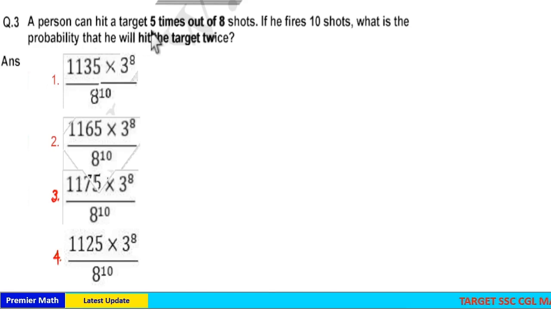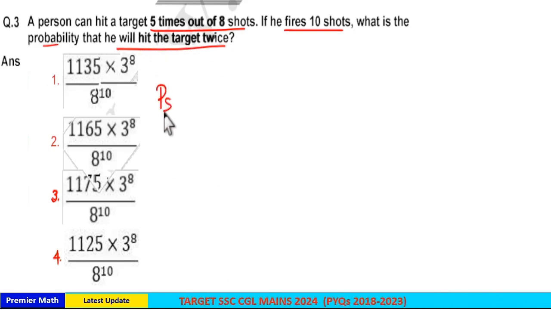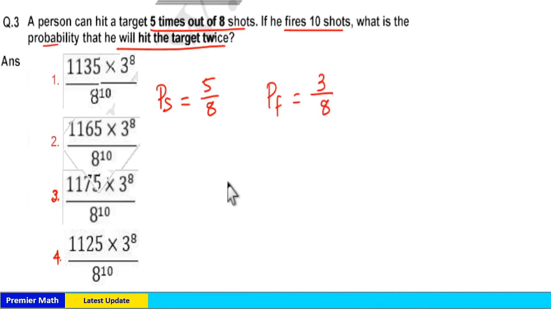A person can hit a target 5 times out of 8 shots. If he fires 10 shots, what is the probability that he will hit the target twice? Here, probability of success is 5 out of 8 times he hits the target. And probability of failure is 3 out of 8 times he missed the target. Now, he fires 10 shots. Out of these 10 shots, he should hit the target twice. So 10 C2 ways he can do this.